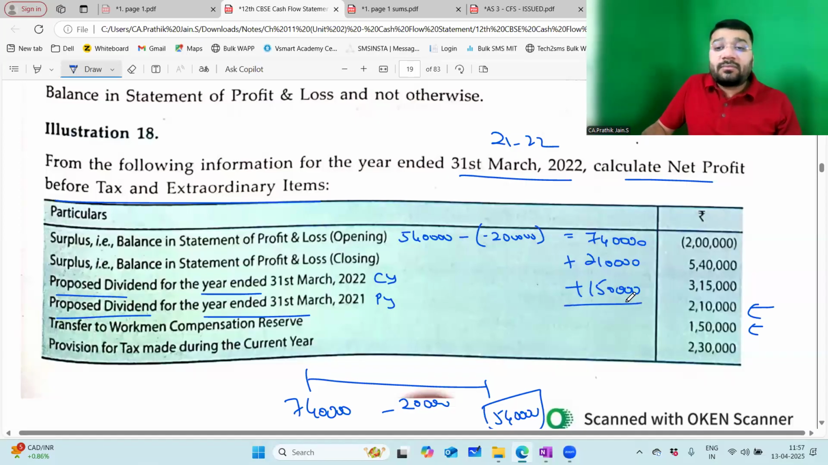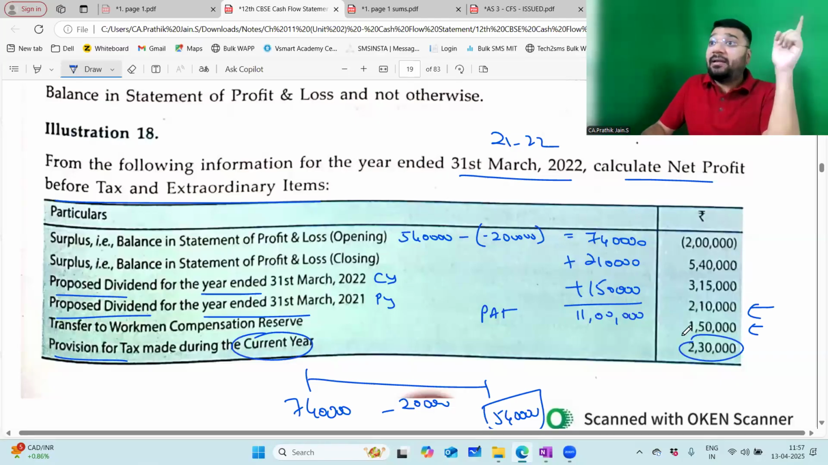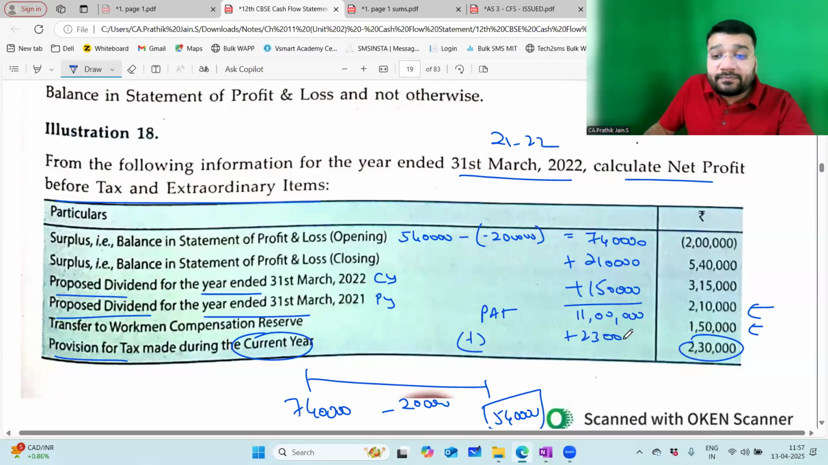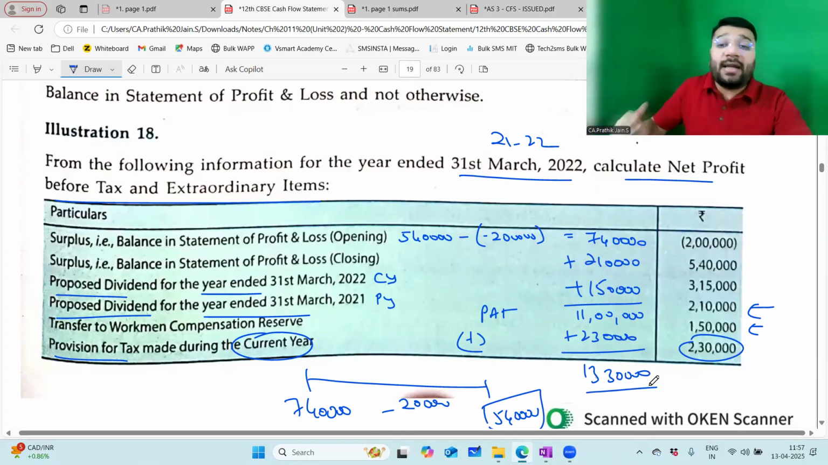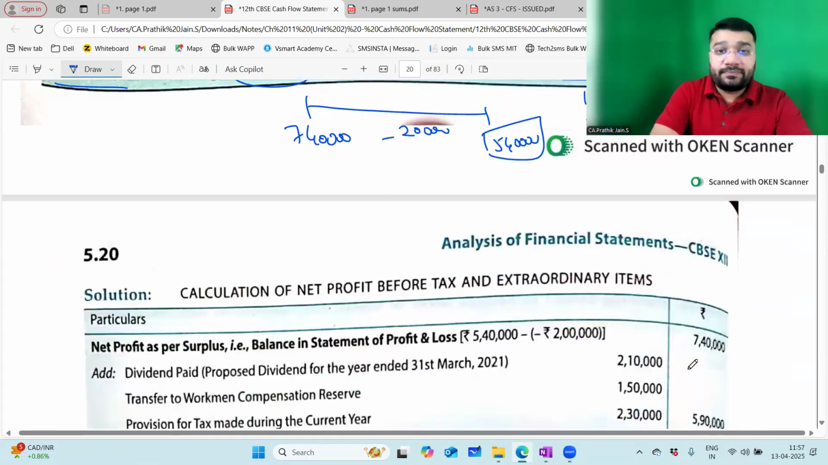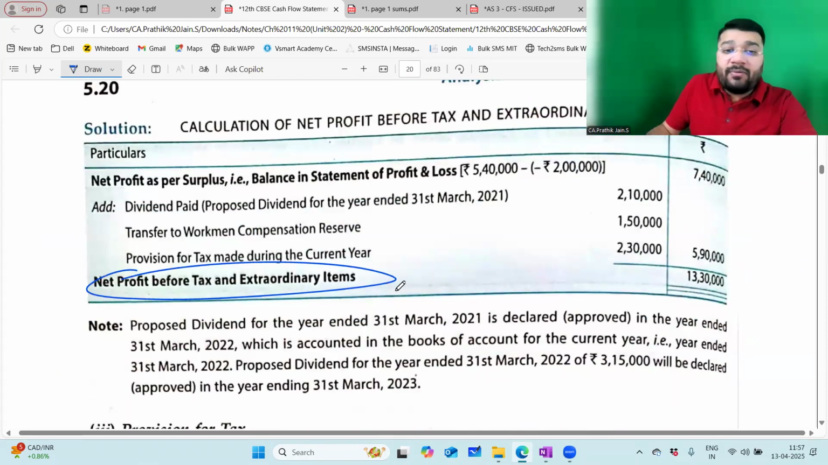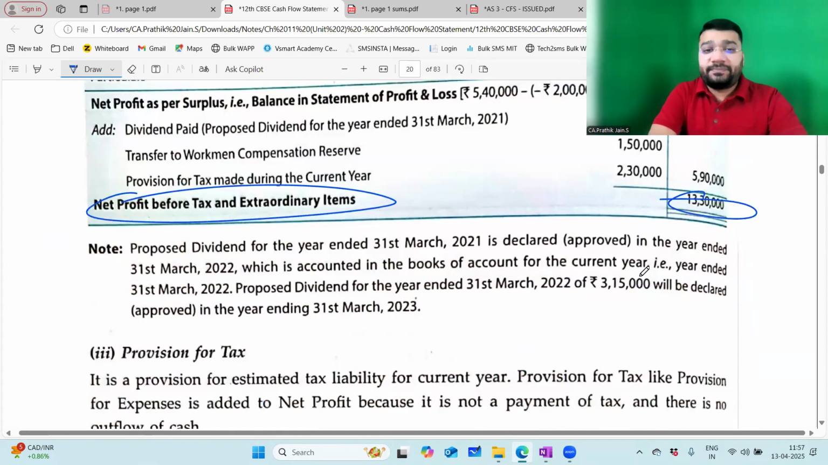So what will I get? Profit after tax. How much is profit after tax? 11 lakh rupees. Is there any refund of tax? No. Any provision for tax? Yes. Provision for tax made during the current year, 230. Earlier subtracted in the P&L. To reverse, I need to add back 230. So add provision for tax 230. 13,30,000. There is no extraordinary item. So profit before tax and extraordinary item is 13,30,000.